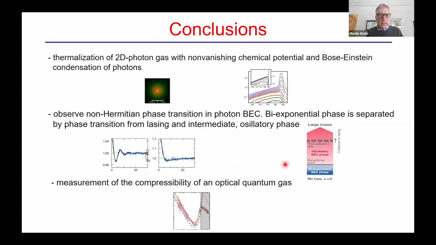So to conclude, I told you about the thermalization of a two-dimensional photon gas and a BEC of photons in dye microcavity systems. I've been speaking about more recent experiments of observing a non-Hermitian phase transition, and this is interesting because there is a state of the light field, this bi-exponential state, that's separated by a true phase transition from lasing plus the intermediate oscillating state, which is important to lasing. And finally, I've been talking about the measurement of the compressibility.